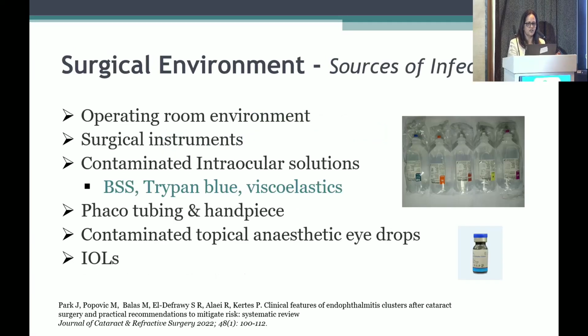Okay, coming to the surgical environment. In one of these meta-analyses, it was seen that the key sources of infection were the operating room environment, surgical instruments, and contaminated intraocular solutions. So it could be the trypan glue, the viscoelastics which you are using, and also the phaco tubing and handpiece. Sometimes even the contaminated topical anesthetic eye drop.